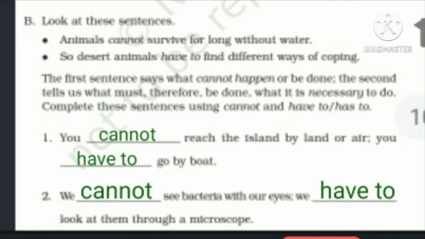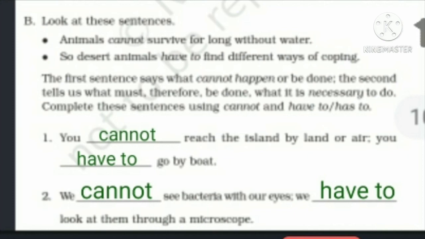Now have a look at these sentences. Animals cannot survive for long without water. So desert animals have different ways of coping. The first sentence says what cannot happen or be done, and the second tells us what must therefore be done. So what is necessary to do? We need to complete these sentences using cannot and have to or has to. Now when do we use have to? When the subject is plural, and has to when the subject is singular.